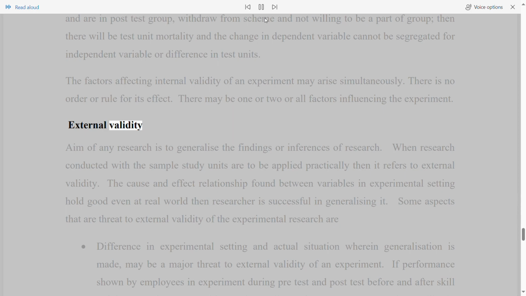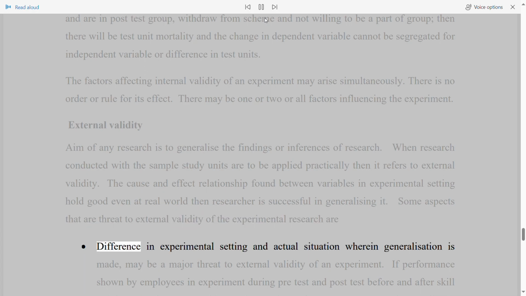External validity. The aim of any research is to generalize the findings or inferences of research. When research conducted with the sample study units is to be applied practically, it refers to external validity. If the cause and effect relationship found between variables in an experimental setting holds good even in the real world, then the researcher is successful in generalizing it. Some aspects that are a threat to external validity of the experimental research are as follows.